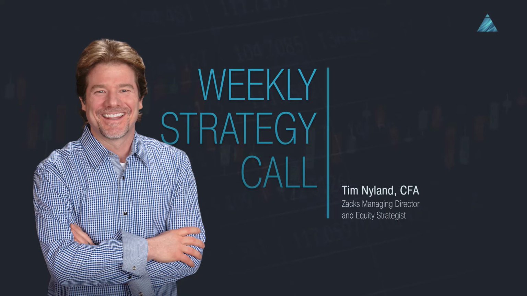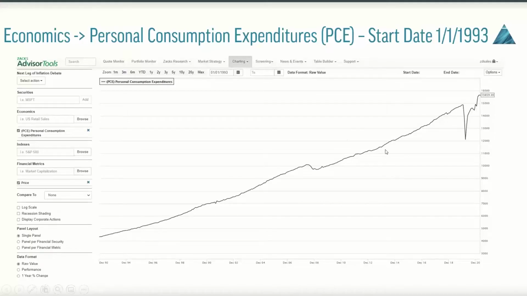The first thing we're going to do in Zacks Advisor Tools is go into the charting menu and just create a new fundamental chart. And in the economics pick list, we're literally just going to choose the personal consumption expenditures chart. You can simply do that by typing in PCE, and you can see it's the symbol that the St. Louis Fed uses. We pull all of our data from the St. Louis Fed. And the IntelliSense will pick it up and you simply select it.